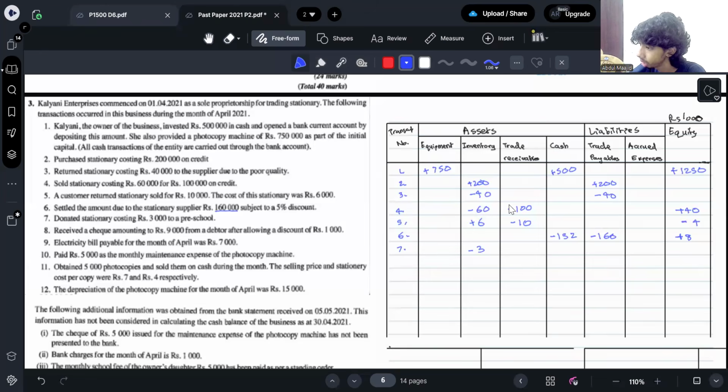Seventh one: donated stationery costing 3,000 to preschool. Donation is an expense, inventory minus 3, equity minus 3, donation expense.